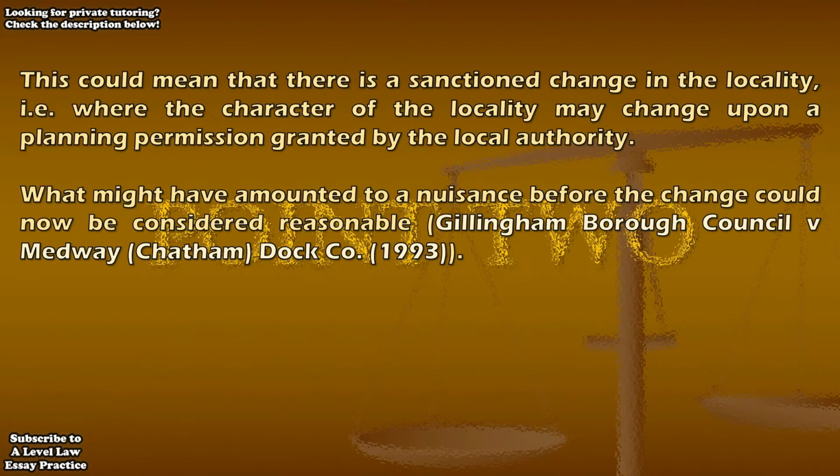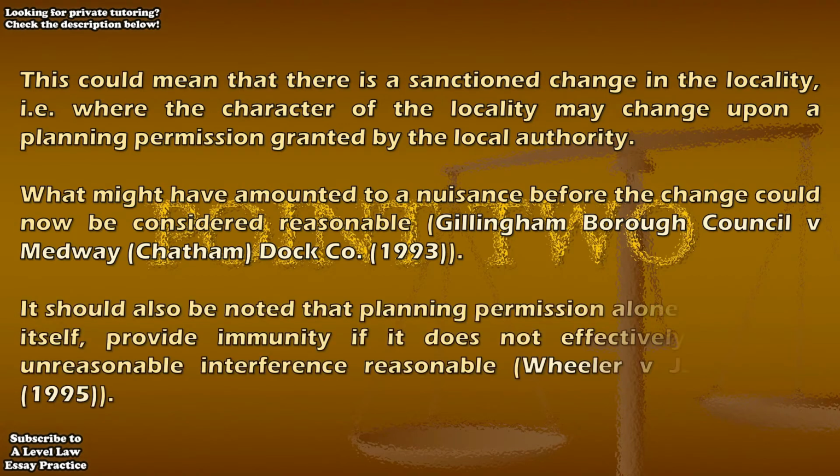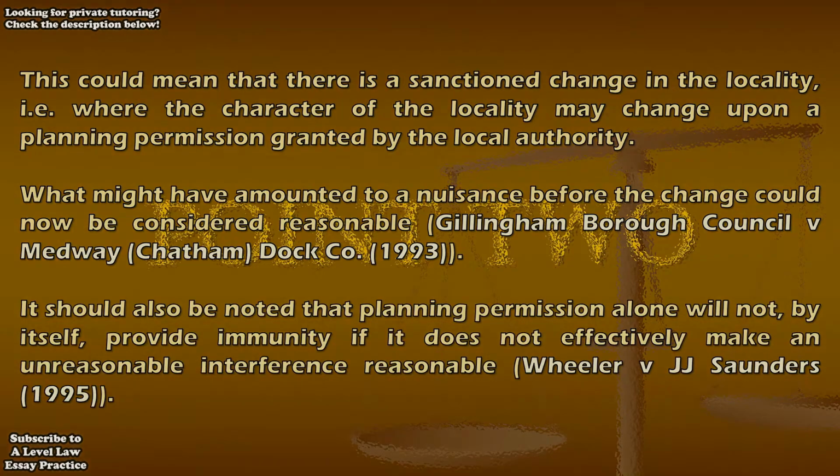The facts are silent on whether or not ABC Rail has been granted the permission by the authorities to replace the railway track and install the electrical power lines. However, it is possible to assume that they have been granted the permission to do so, otherwise they wouldn't have gone on with the upgrade. Despite that understanding, it should also be noted that planning permission alone will not by itself provide immunity if it does not effectively make an unreasonable interference reasonable.